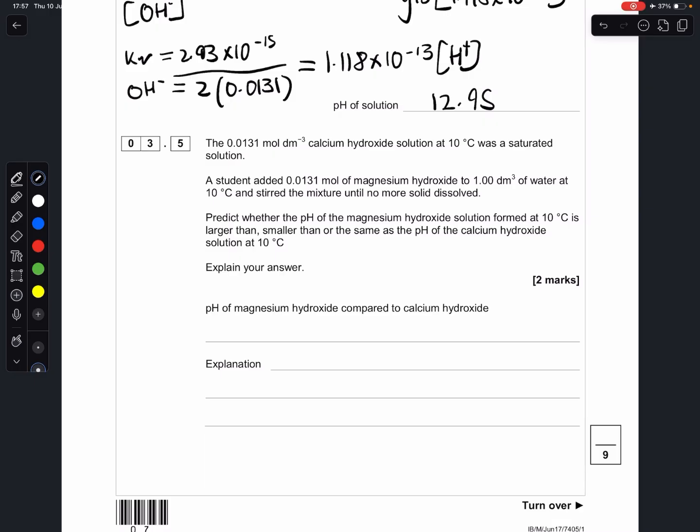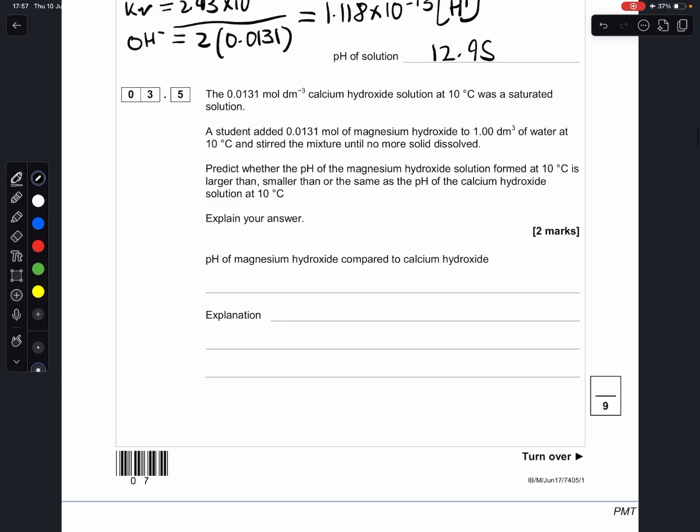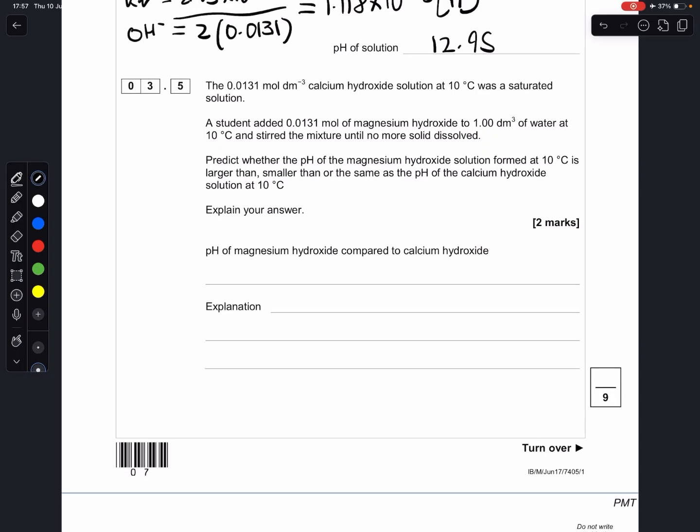So we have the same quantities, the same concentrations. This is moles, but we have 1 decimeter cubed, so the concentration is the same. So we just need to look at what is changing. And the way to look at this is in terms of solubility.